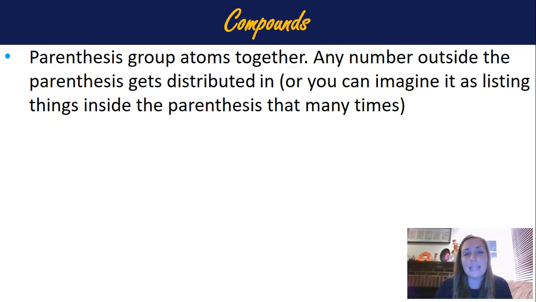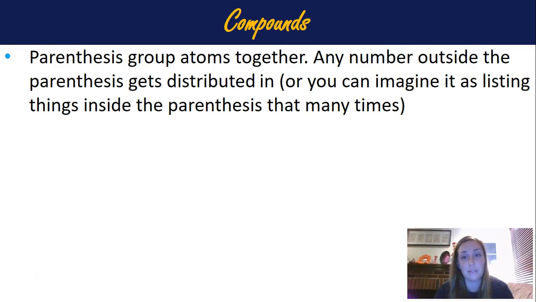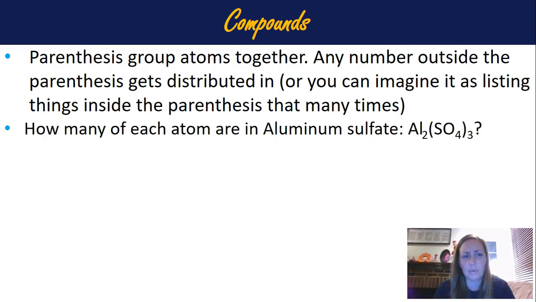If you ever see parentheses outside a group of atoms, then that's saying you have that many of everything inside. So that number gets distributed in, and it gets distributed in only to the stuff inside the parentheses. The reason is you can imagine this as the parentheses is saying you have that many of those things, so you can also list it with everything inside the parentheses that many times. I'm going to show you how to do that with this example.